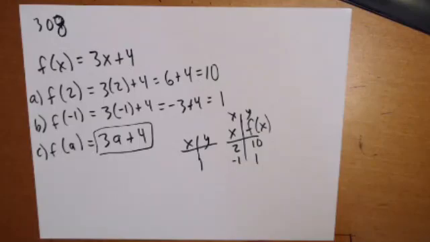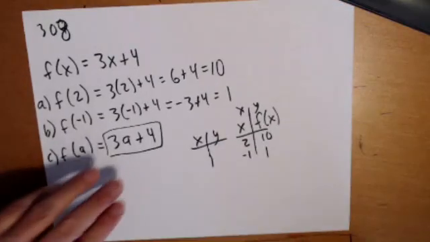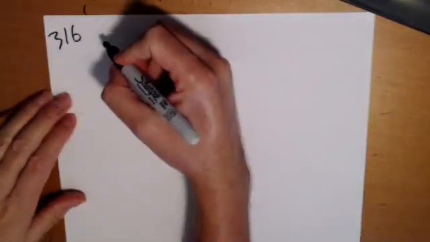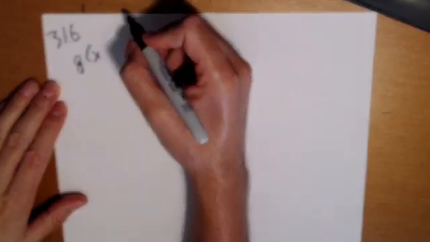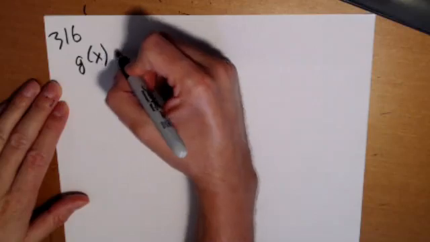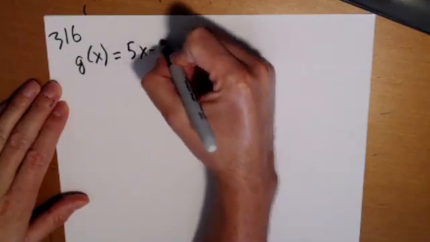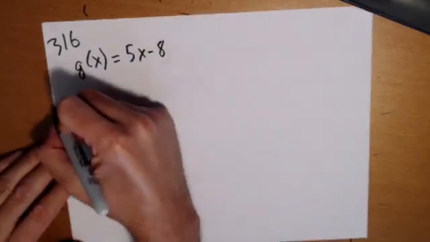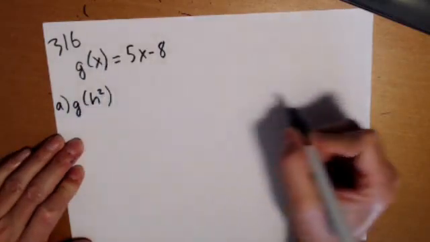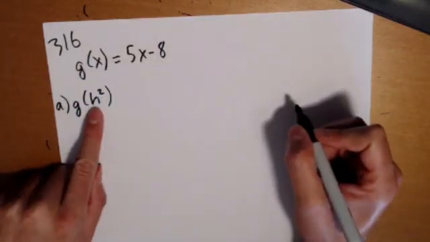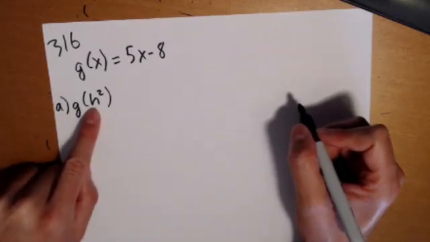Okay, straightforward. Okay, 316. More papers. 316. g of x. So f of x, g of x, w of x. The letter doesn't matter. 5x minus 8. And the first thing we give it is g of h squared. Remember, you can tell the computer anything you want. Hey, something weird, h squared.